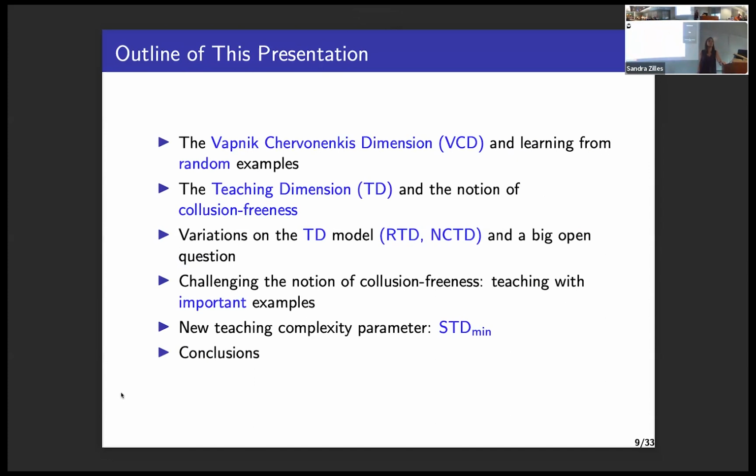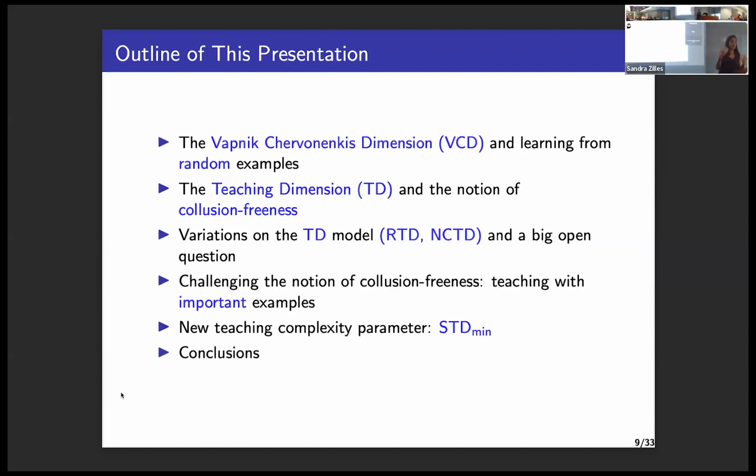And in this context, we also have to talk about what collusion means and how we avoid it. There are lots of variations on this classical teaching model. I will introduce a couple of them. But then when we try to relate the complexity of these models to the VC dimension, which is the complexity that we study in the random model, we will run into some trouble trying to get around that collusion-freeness. What this talk is about is how much I have to challenge the notion of collusion-freeness. Do I have to soften it up to relate the complexity of teaching to the VC dimension?